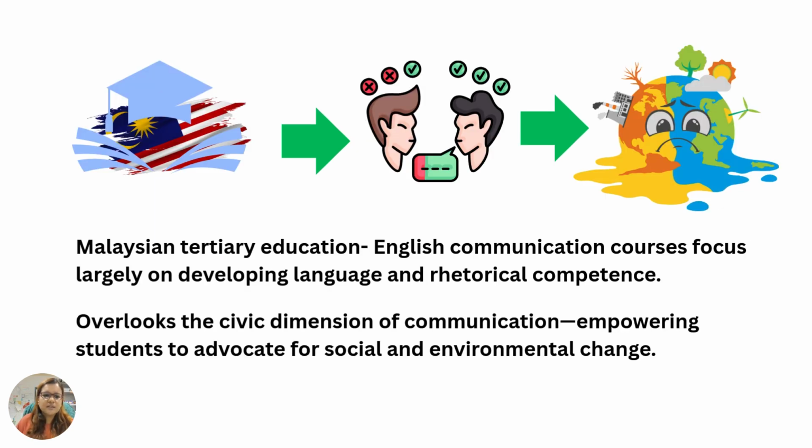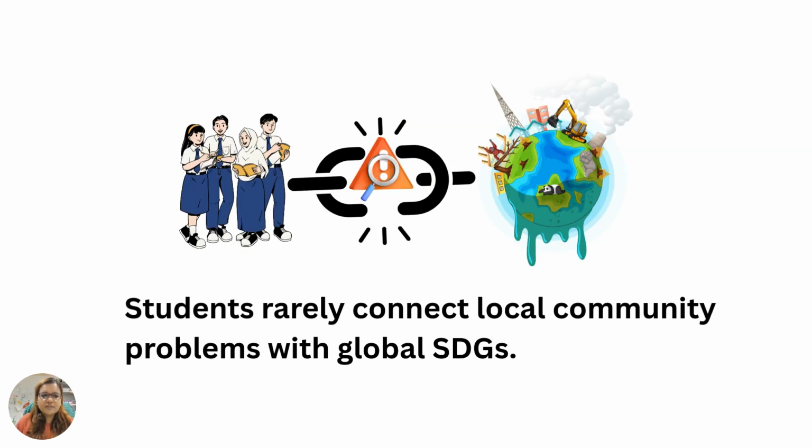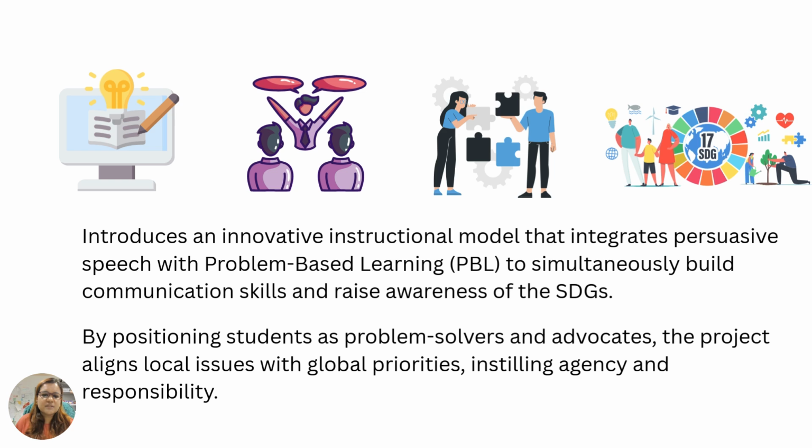So the Malaysian tertiary education wants students to be competent in the language, but they overlook the civic dimension where it can empower students to become advocate of SDG. So students are rarely connected with local and community problem with global SDG. So this research can build student communication skill and raise awareness of SDG by positioning students as problem solvers and advocate, where local issues are aligned with global priorities, so students are instilled with agency and responsibility.